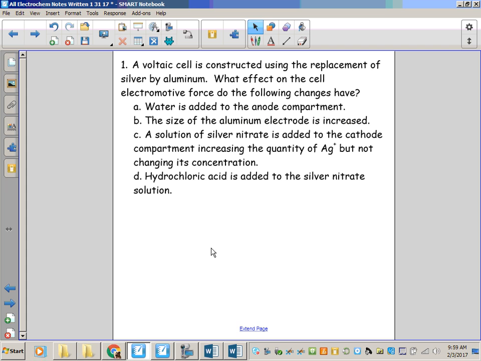Think about Le Chatelier's a lot at first. Think about how things would cause disequilibrium and how we can shift.